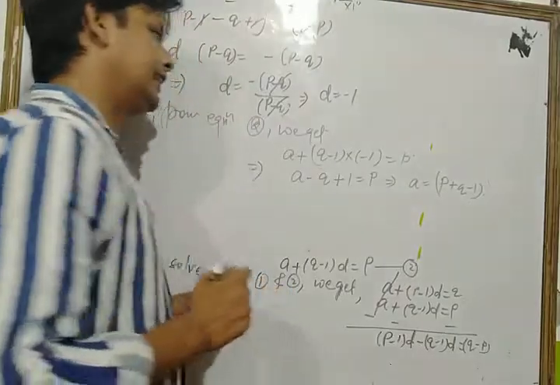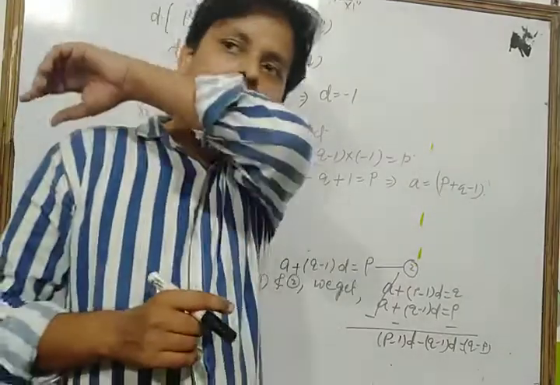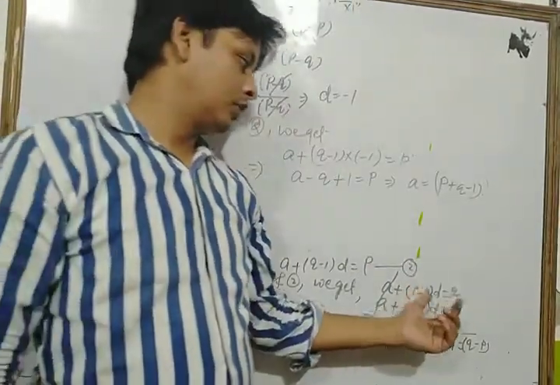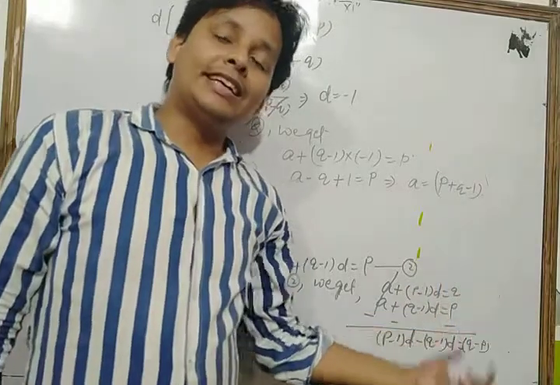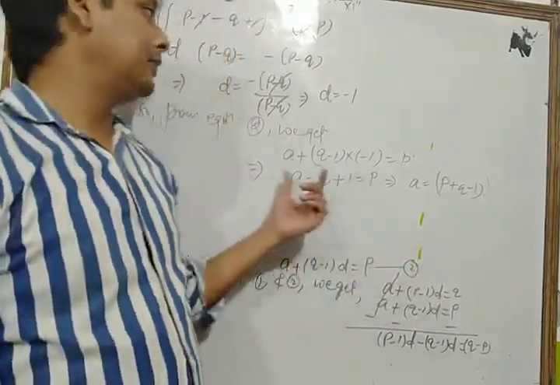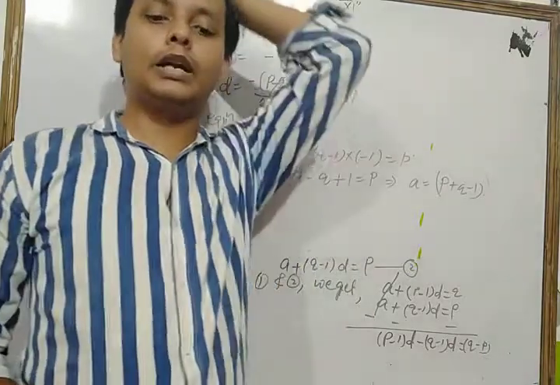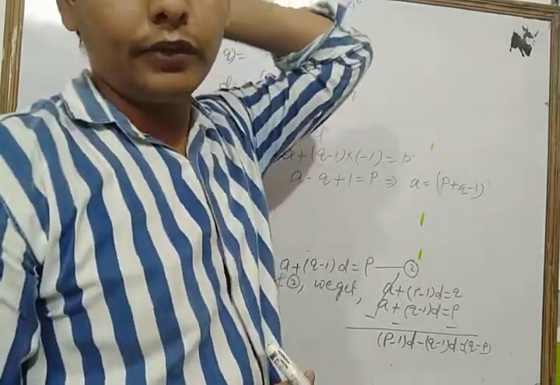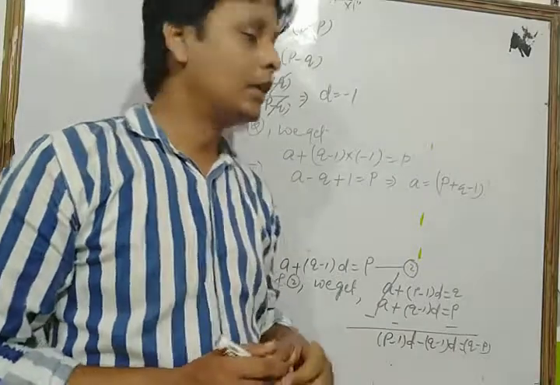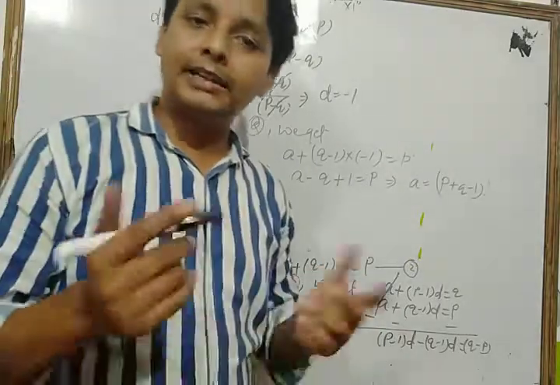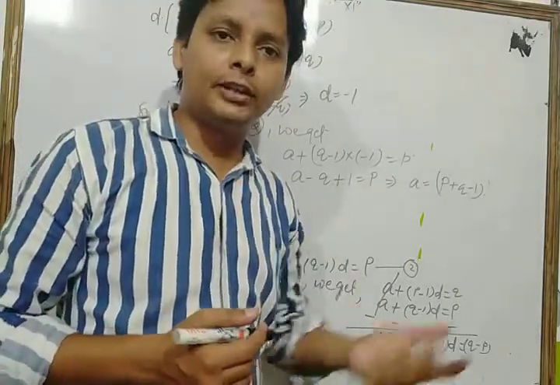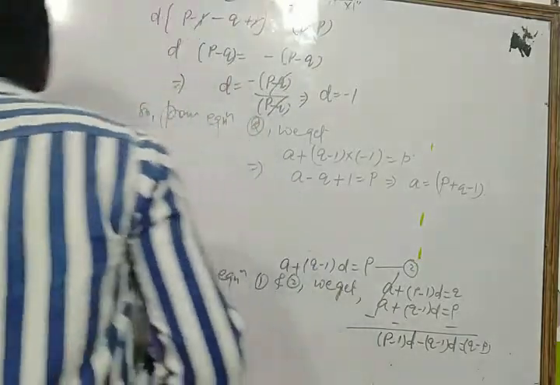Now in this way, dear student, after solving equations 1 and 2, we get the values of a and d: a is p plus q minus 1 and d is minus 1. Now we have to show that its nth term is that. By the help of the formula of the nth term, we use the formula.